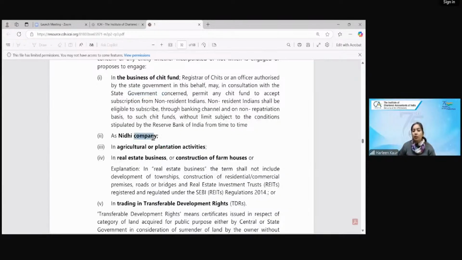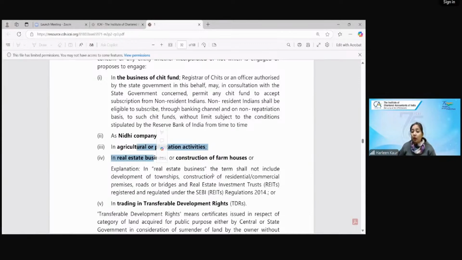An outsider cannot come and do a Nidhi company. An outsider cannot do agriculture and plantation because India is a hub of agriculture and plantation. We cannot give you a right to come and set up your agriculture business over here. Real estate is another main business that we have been doing. We cannot give you a right to come and develop townships and construction of residentials.